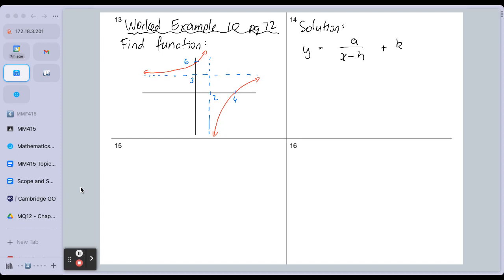So we've got two asymptotes. They are going to represent the values of h and k. So what's h going to be? Is it going to be 2 or is it going to be 3? Who reckons it's going to be 2? Put your hand in the air like you just don't care. Who reckons it's going to be 3?